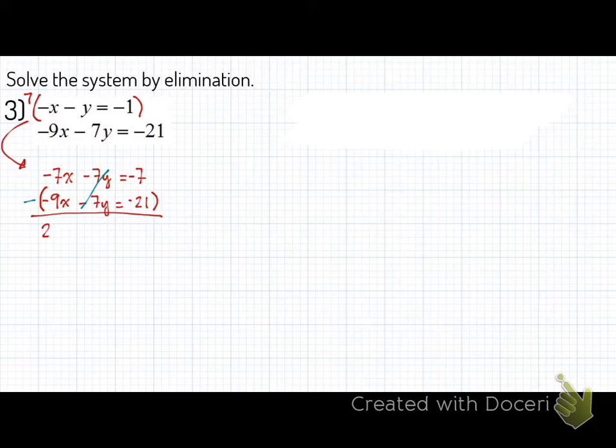Okay. We're going to do the rest now. Negative 7 minus negative 9. It's going to be 2x is equal to 14. We're going to divide both sides by 2. So, x is equal to what, everyone? So there's 7. Negative 7. No, 7. Yep.